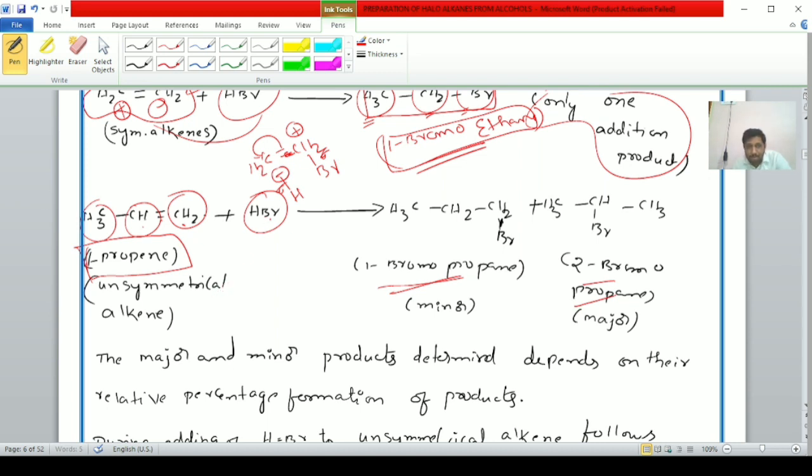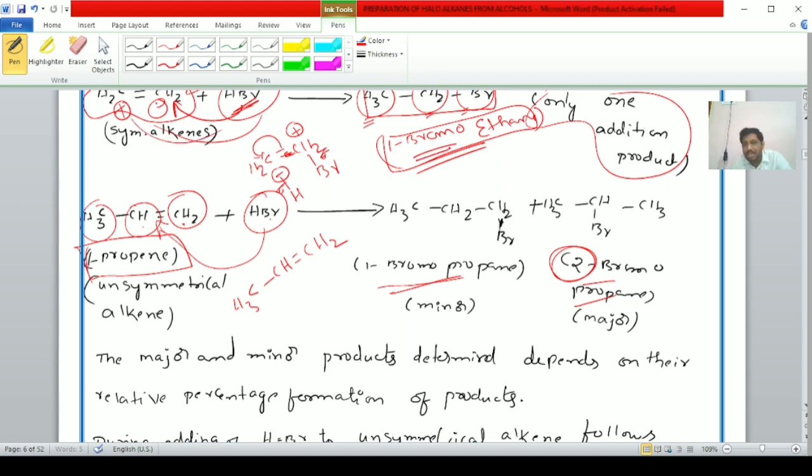The bromine may be attacked here, that is 1-bromopropane. If the bromine is attacked on this carbon, 2-bromopropane will be formed. Clear, students? It is not the symmetrical alkene, it is the unsymmetrical alkene. Whereas in the previous example, that is HBr, may be attacked here or attacked here. Both sides the same groups are present, no problem.